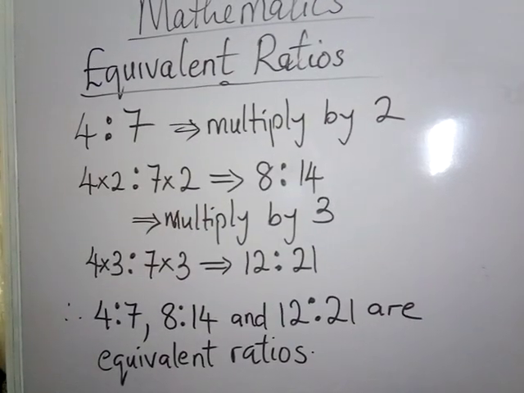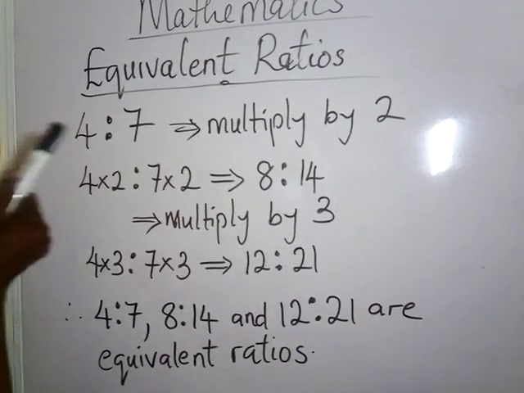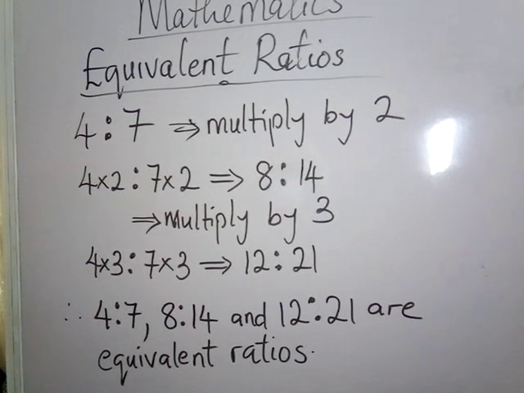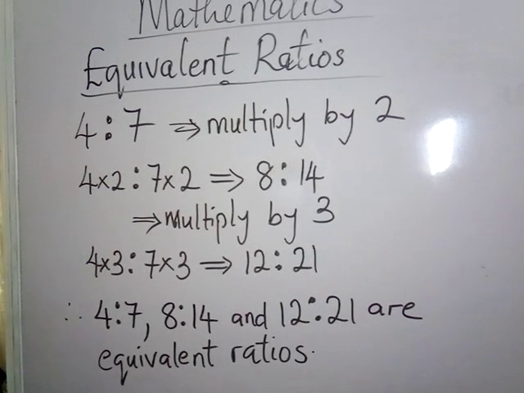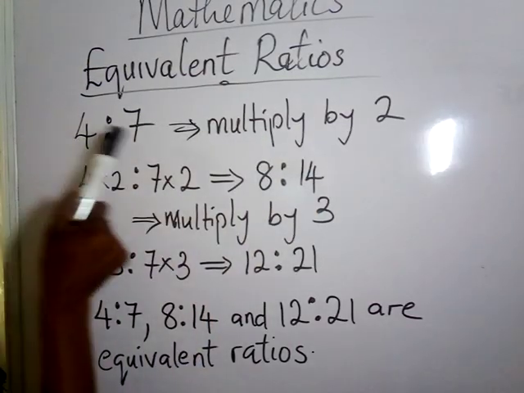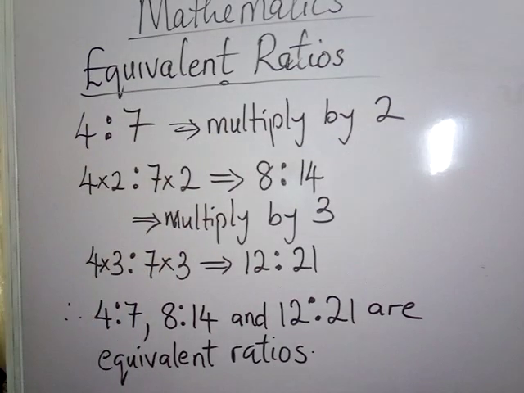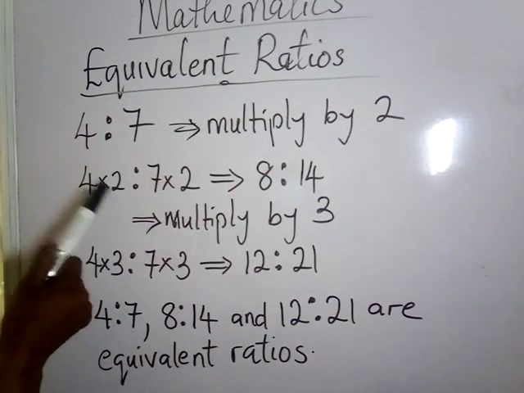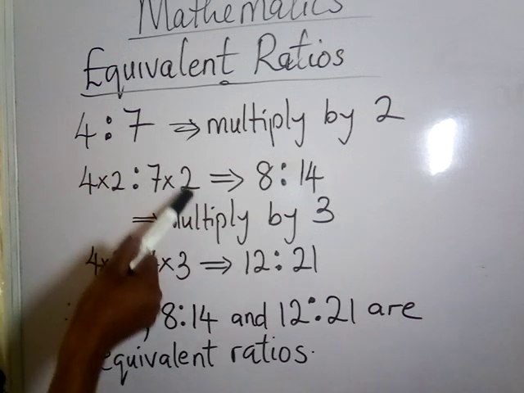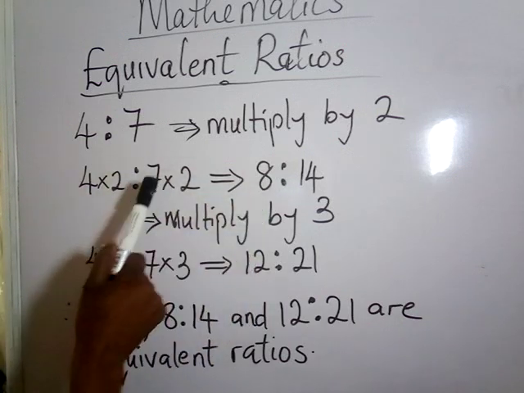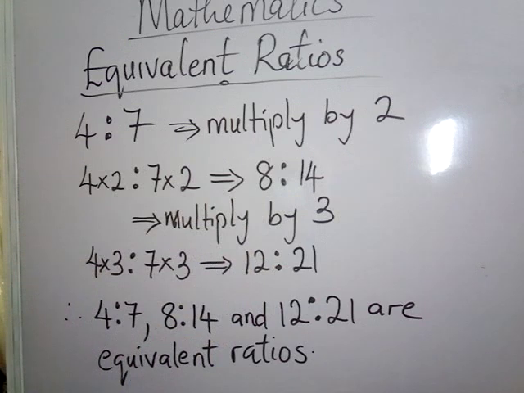So here's an example. You have the ratio 4:7. Now how do we get an equivalent of this ratio? We multiply by 2. We multiply both sides by 2. So we're multiplying 4 by 2 and we're multiplying 7 by 2. 4 times 2 gives us 8 and 7 times 2 gives us 14.